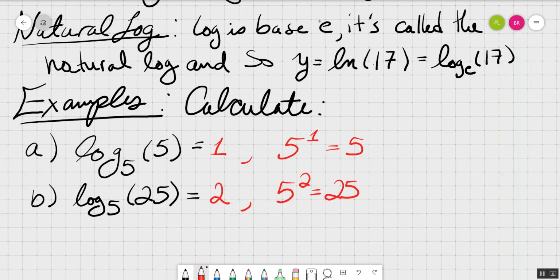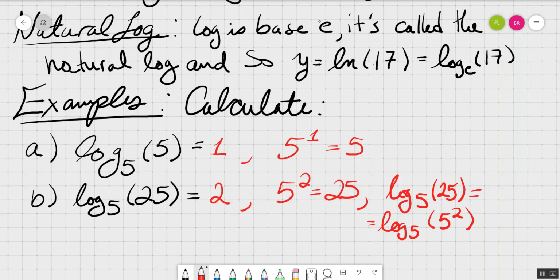Hopefully this is looking like the conversion. Another way you can think about this is if I did the log base 5 of 25 and rewrote it as the log base 5 of 5 squared, because 5 squared is equal to 25.